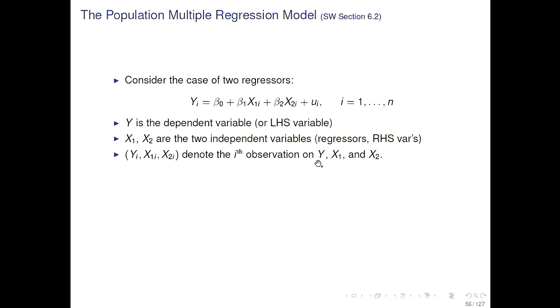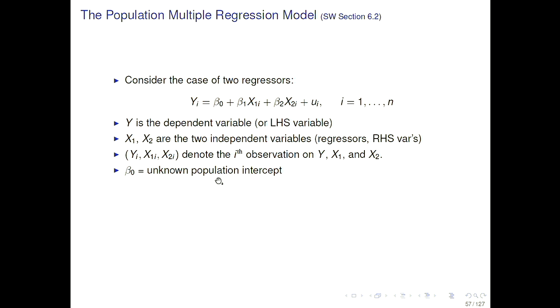So sometimes we don't have i on the variables. Then this y, x1, and x2 are generic notation for these three variables. Sometimes we want to emphasize that those variables belong to the ith observation, then we put this subscript i. But basically, these are measuring the same thing for a particular individual.